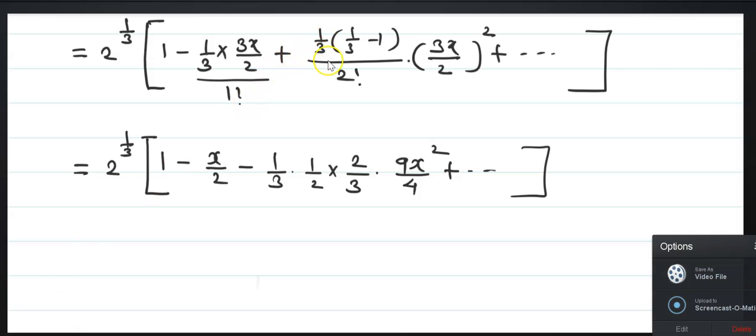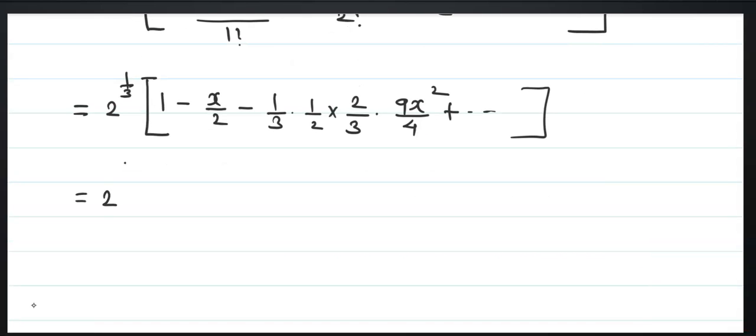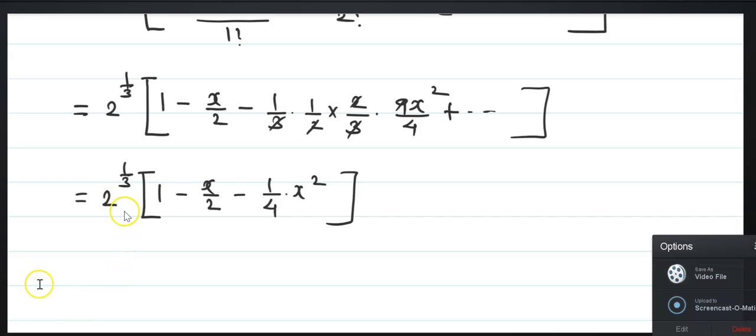That is 1 by 3. Next is minus 2 by 3, and overall we have the minus sign. That is 1 by 3. Again here 1 upon 2 factorial means this is 1 upon 2. 1 by 3 minus 1 is 2 by 3, and the square of 3x upon 2 is 9x square upon 4. Next is 2 raised to 1 by 3. Now the normal simplification is here. Therefore, you will get 2 raised to 1 by 3, (1 minus x upon 2, minus 1 upon 4 into x square).